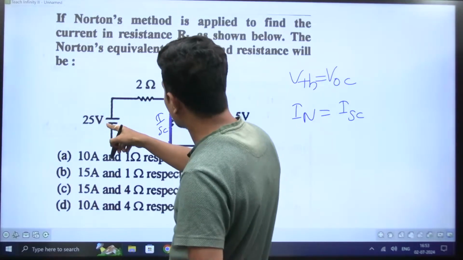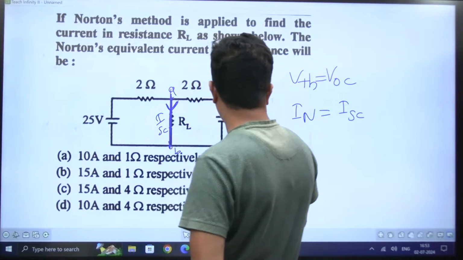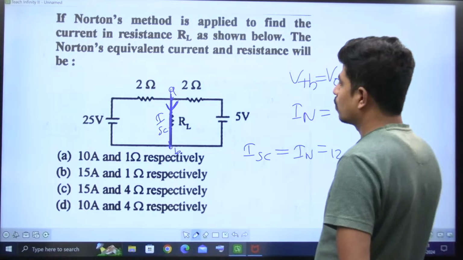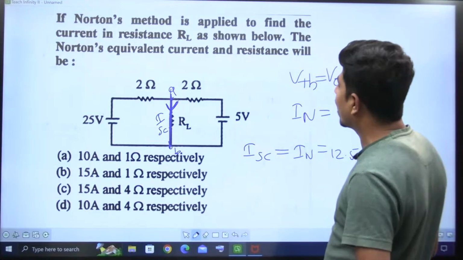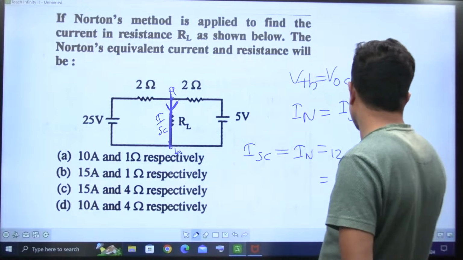Now you find 25 divided by 2. How much is it? 12.5. So ISC, that is equal to I Norton's, is equal to 12.5 plus 5 divided by 2, that is 2.5. So how much is it? Total 15 amperes of current.